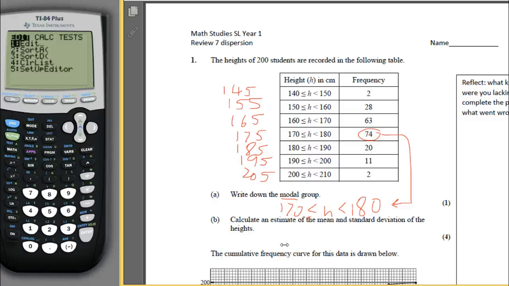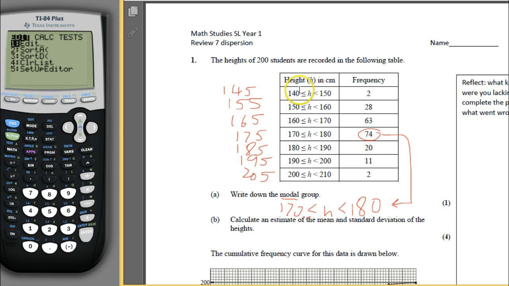Okay, I'm going to present the solution for the review exam. Number one, the heights of 200 students are recorded in the following table. So here we have a frequency table. On the data side, we have the heights in centimeters divided into intervals of 10 centimeters each. And on the right, we have the frequency, the number of students that fall into each interval.